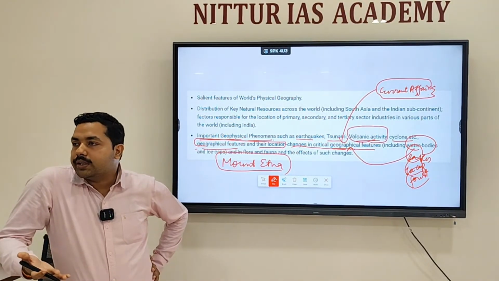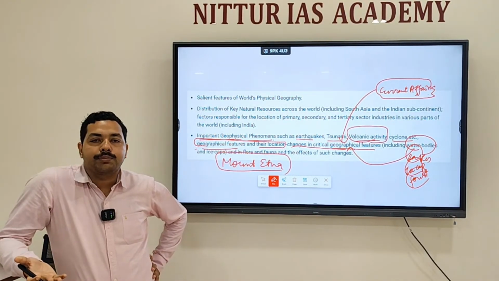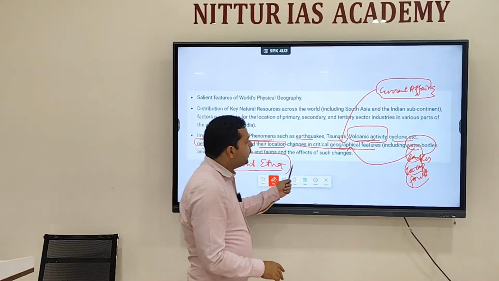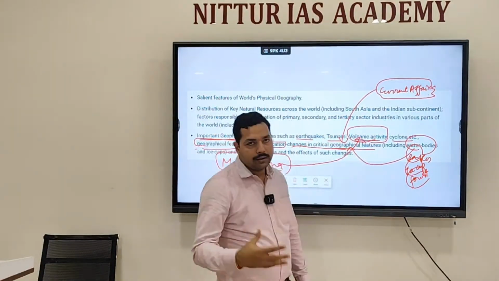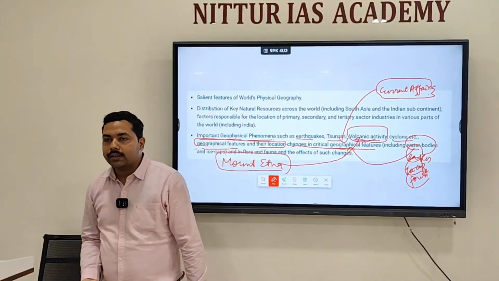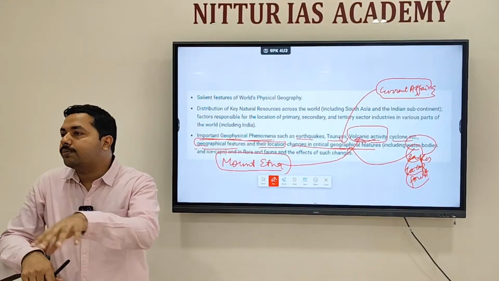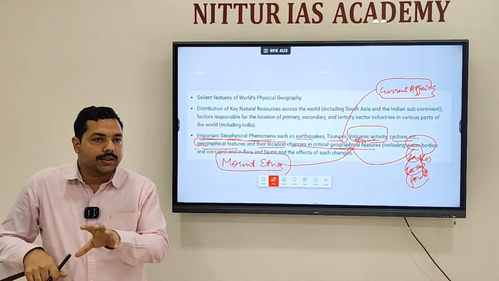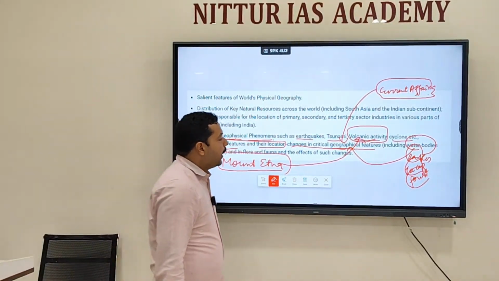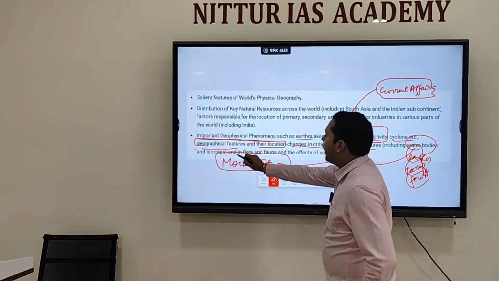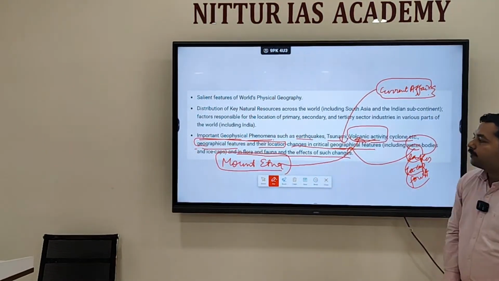So the news was regarding these eruptions. Clear? So whenever you get this type of news regarding earthquakes occurring or volcanic activity happening, pick up those things. Clear? From the current affairs, from the newspaper, you have to pick up those things. Fine. Another important thing that you see is flora and fauna and the effect of such changes.